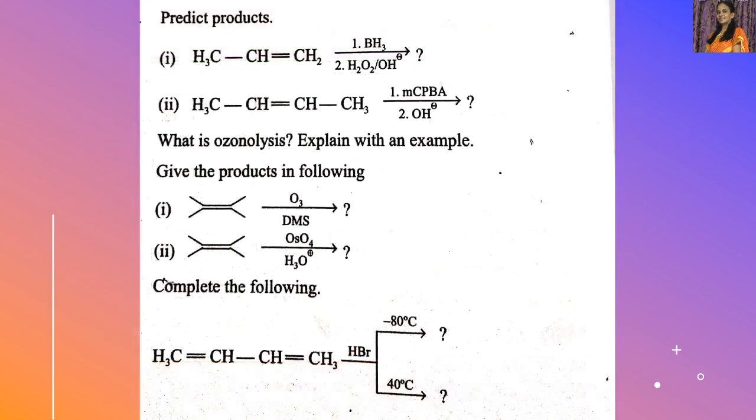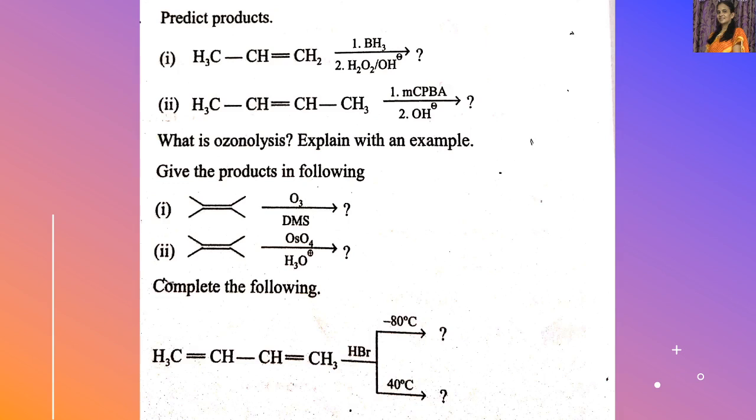Next questions. In these reactions, we should predict the products. This is an alkene and addition of borane followed by oxidation. That is, alcohol is produced, anti-Markovnikov addition takes place. This we have already discussed. And this is another reaction, that is meta-chloroperoxybenzoic acid. This is nothing but trans addition of peracids via epoxidation.